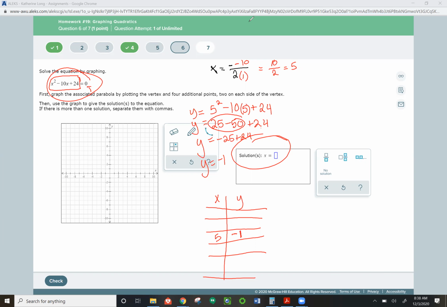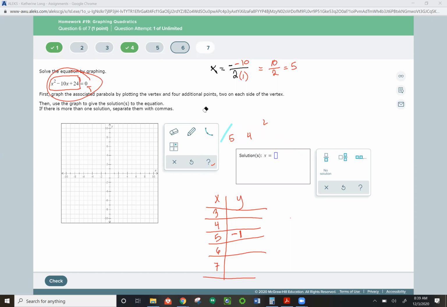So what do we need to do now? We need to pick 4 more points. I'm going to pick the 4 and the 3. So I'm just going to go backwards. And then here I'll pick 6 and 7. Okay. And it doesn't really matter which way you go. The idea is that I just want 2 points to the right and 2 points to the left, okay? All right, let me make myself some room over here. So now that we have the vertex, we're gonna find these other 2 points on each side.